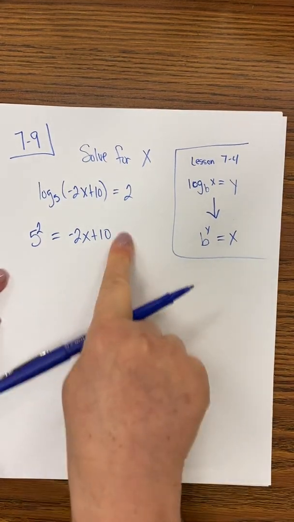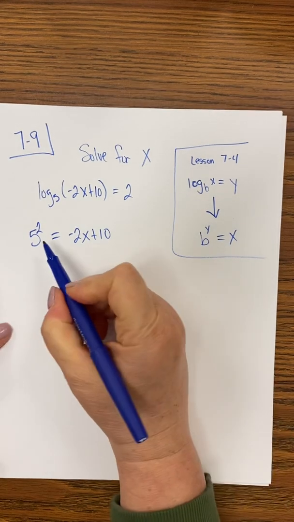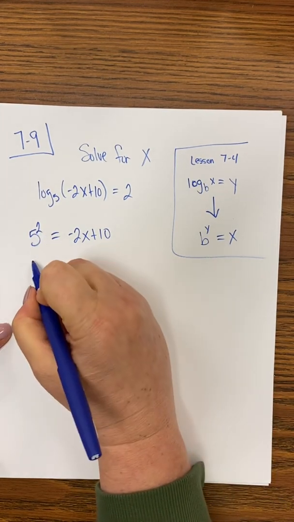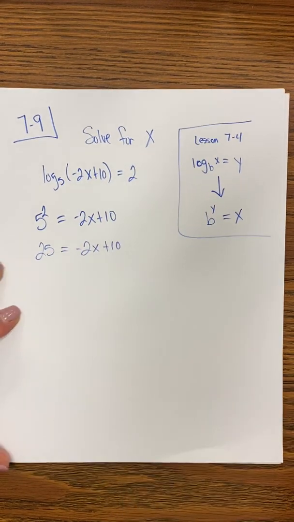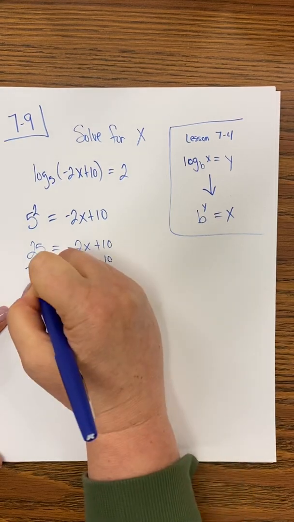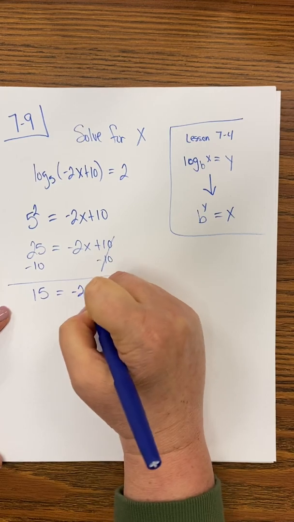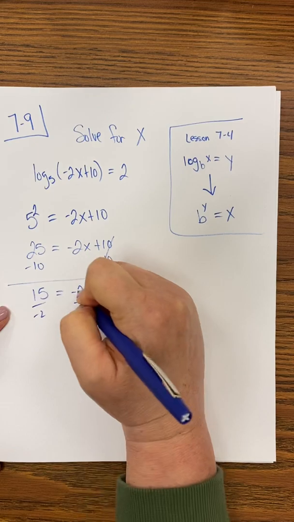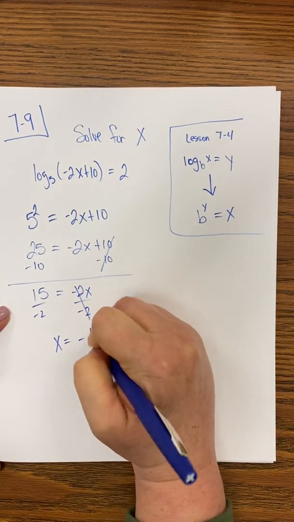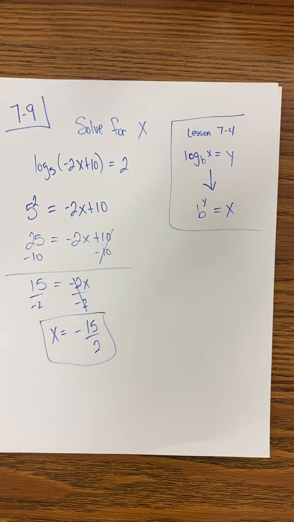And so now that's an equation we can solve using all the things we've learned forever about solving equations. So we're going to do 5 to the second power, which is 25. And then you're going to subtract 10 from both sides. That's going to be 15. And then last thing you're going to do is divide by negative 2. x equals negative 15 over 2, and you can leave it like that. You don't have to make it a decimal. You don't have to make it a mixed number. You can put it in just like that.